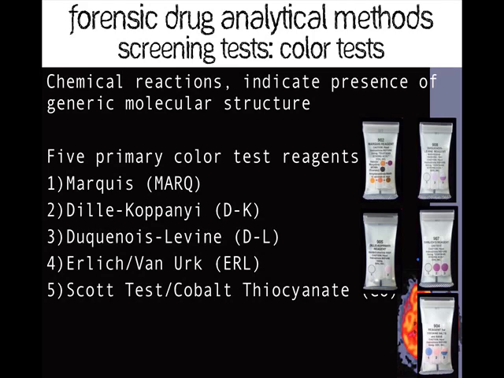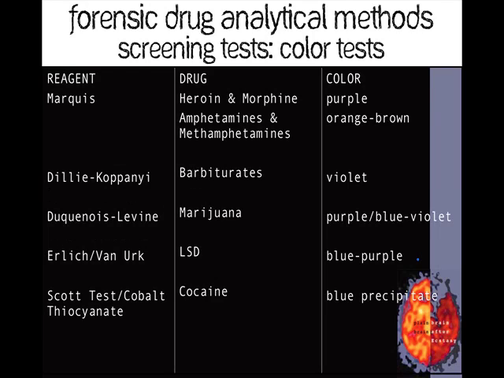There's the Dille-Koppanyi. We have a figure with all of this here, so you can see that with barbiturates, it's violet. Duquenois-Levine, if you detect marijuana, is purple, violet, blue. Ehrlich, or Van Urk, detects LSD, which is blue, purple. The Scott test, or cobalt thiocyanate, is for cocaine, and you get a blue precipitate.